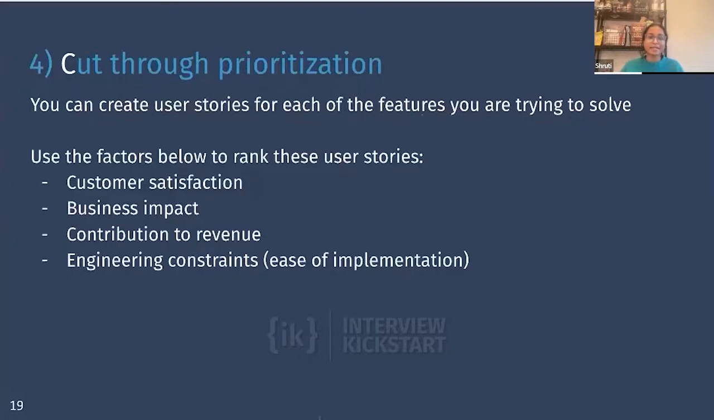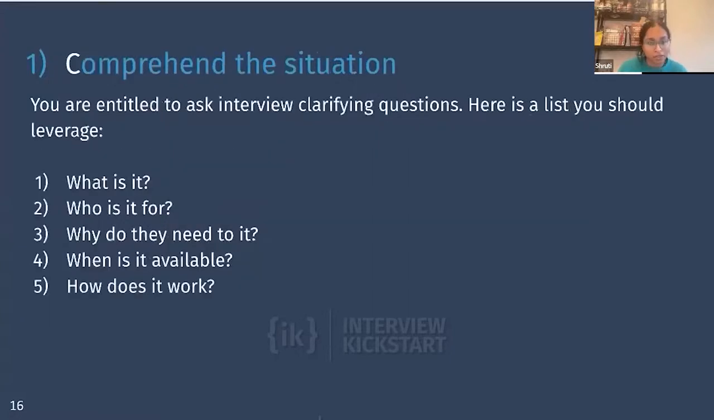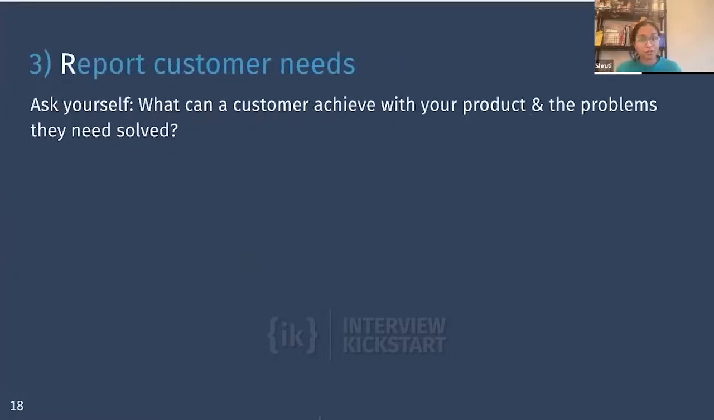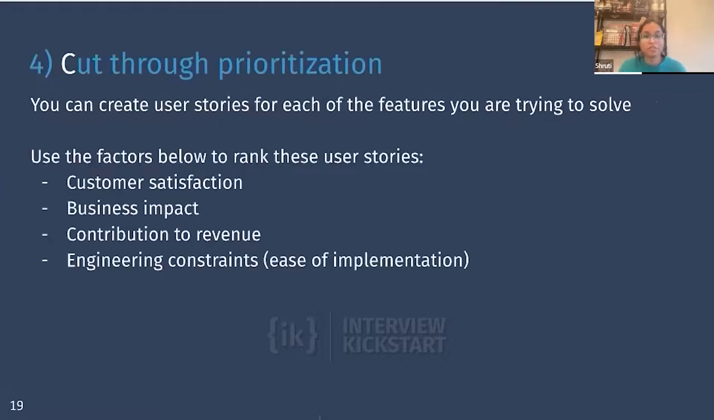Number 4 is cutting through prioritization. So another C, right? So far, you've been able to comprehend the situation. You've been able to identify your customer personas and report your customer needs. This is already a lot of information that you're communicating back and forth with the interviewer and having to keep up with. And so in order to cut through prioritization, you have to have a list of solutions or sub features that you might be using to solve the problem, right?